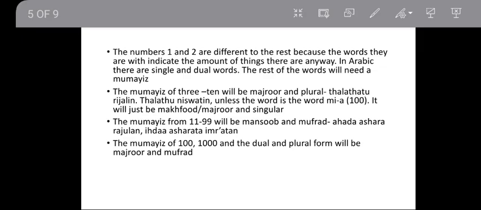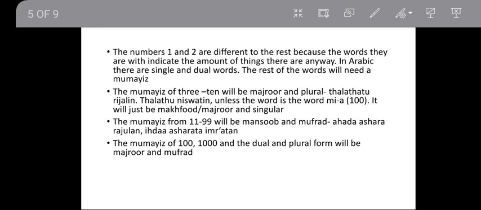So you'll say thalathatu rijalin. So rajulun is the singular and rijal is the plural. And up to ashara, you'll say asharatu rijalin, 10 men. However, the word mi'ah, which means 100, is different because the word that follows it will still be majroor, but it will be singular. And then you have the mumayyiz from 11 to 99. So like أحد عشر رجلا, we saw, and that's because it will be treated as a tamyiz. أحد عشر رجلا, إحدى عشرة امرأة.